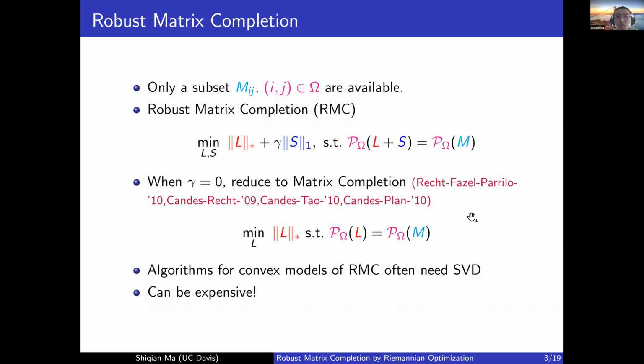As you can see, in all these convex optimization models, we usually have a nuclear norm, which is defined as the sum of the singular values of the matrix. So usually the algorithms for solving this kind of convex model need a singular value decomposition in every iteration. For example, if you want to compute the proximal mapping of the nuclear norm function, then you need to do a singular value decomposition. That can be very expensive if you do that in every iteration.